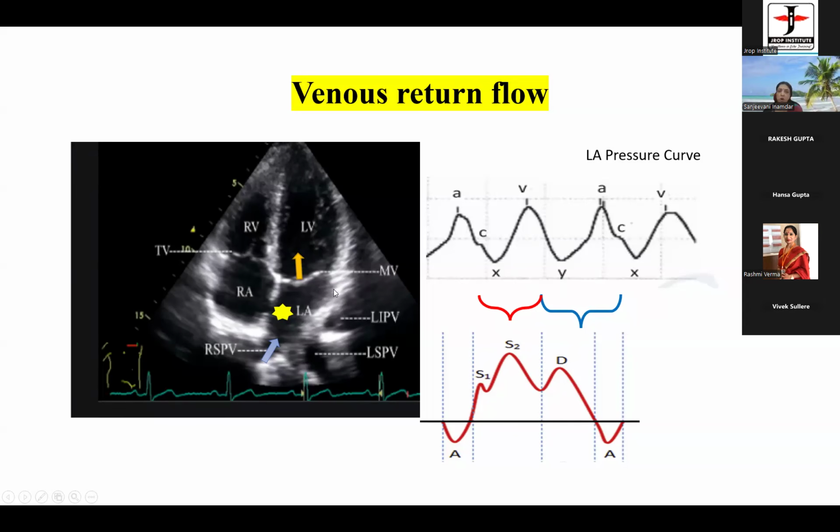And when the atria contract, along with forward flow through the mitral valve to the LV, there is a little blood flowing into the pulmonary vein, that is known as backward flow, that is called AR or APV.